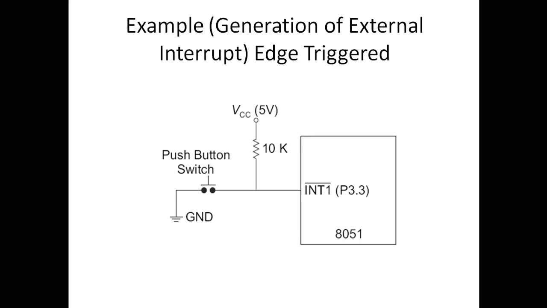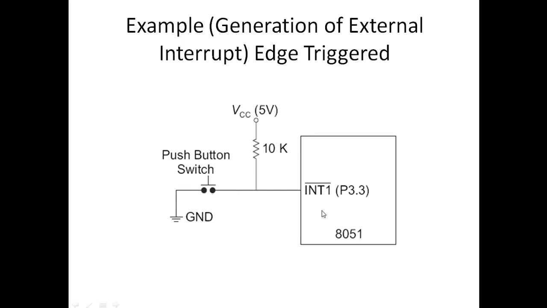I repeat once again, I pull this pin to VCC, and in the absence of a connection from this switch, this pin will be receiving 1. Once I push this switch, the ground will be connected to this pin and my interrupt will receive 0. Now the negative edge has happened, because earlier it was 1 and now it has gone to 0.